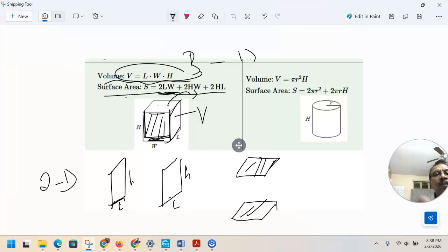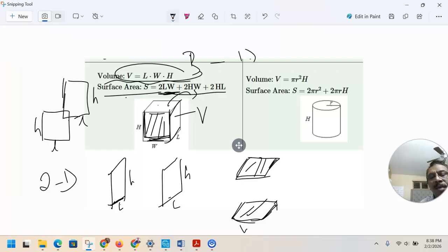Each of these, the front and the back, will be like this. Front is the height and the length. See, height and the length. And the bottom and the top: the bottom is width and length, and this is width and length. So each time you multiply, this will be 2LW.